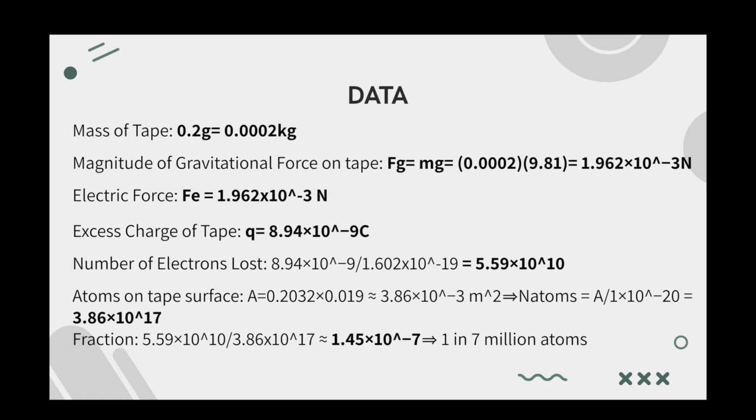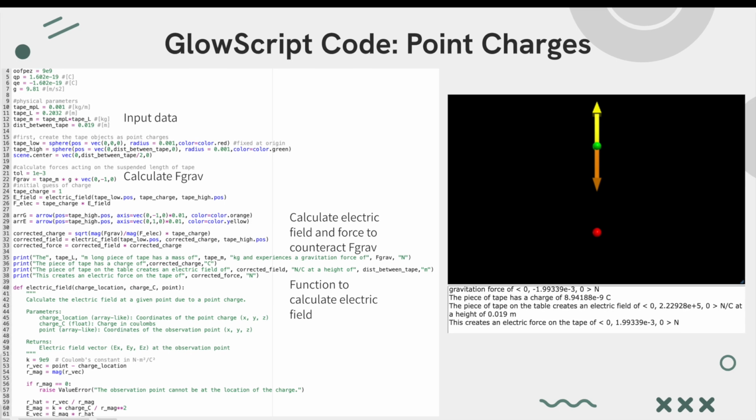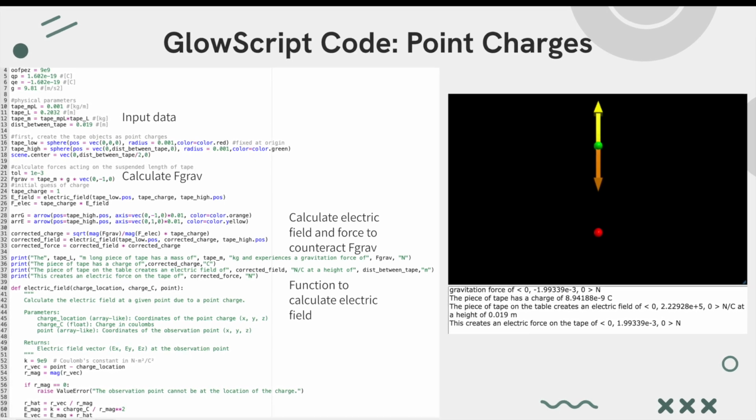This means that out of all of the atoms on the sticky tape, only 1 in every 10 million atoms gave up an electron. This is the code used to process the data I measured, assuming that each piece of tape acts as a point charge.